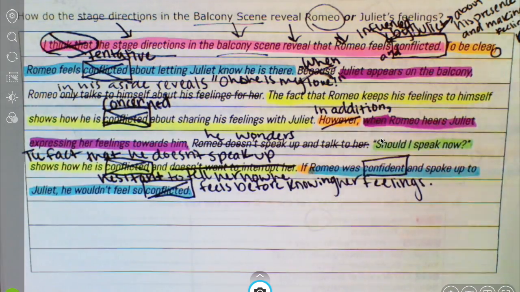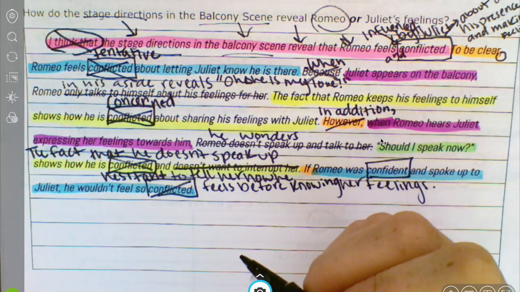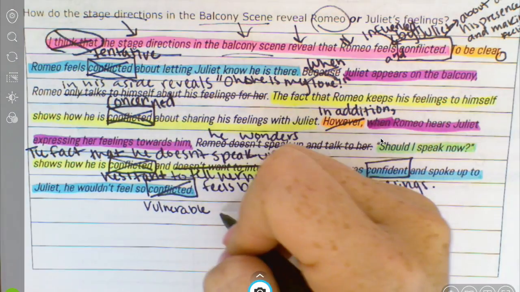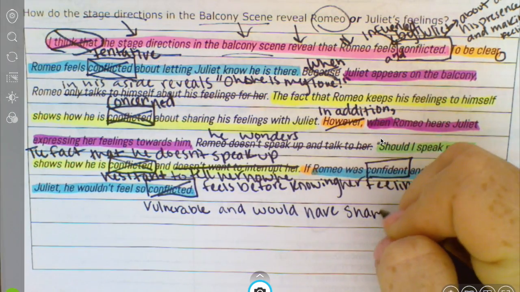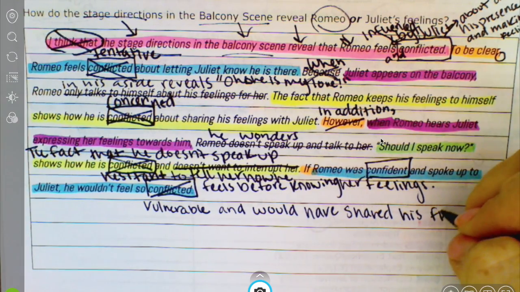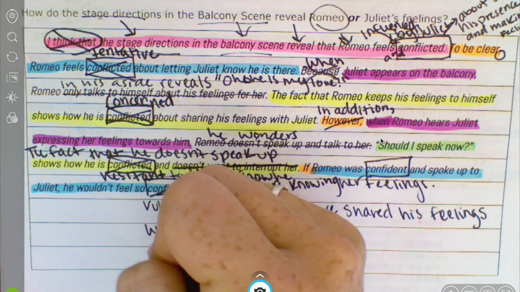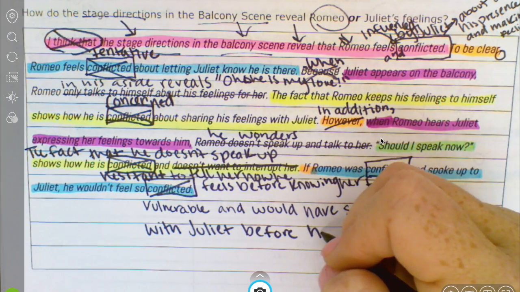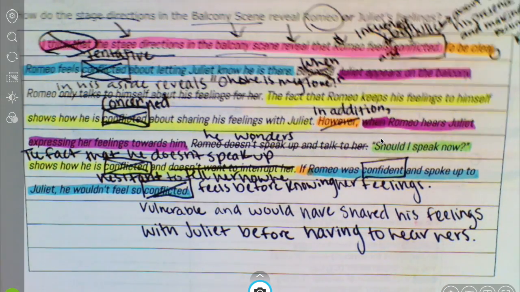So I'm going to say if he was confident, that's good, because if he was confident, he would have spoke up to Juliet. He wouldn't feel so conflicted. Again, get rid of conflicted and let's change it to something else. So I'm going to use the word vulnerable. He wouldn't feel so vulnerable. And instead, he would have shared his feelings with Juliet before having to hear hers. All right?